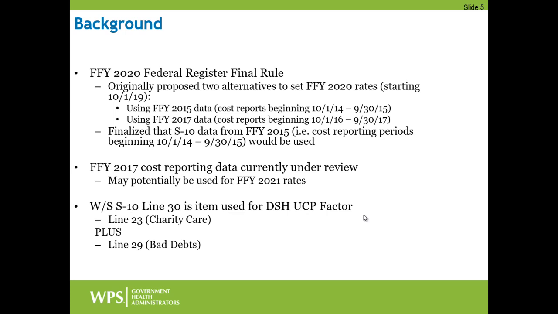Now, ultimately, when you look at Worksheet S-10, it's line 30 that is going to be used for that uncompensated care payment, and we'll see where that line comes from and what it looks like. But basically, it's the sum of line 23, which is your charity care after subtracting out the payments. So it's the uncompensated portion of the charity care. And they're adding in line 29, which would be the total bad debts.